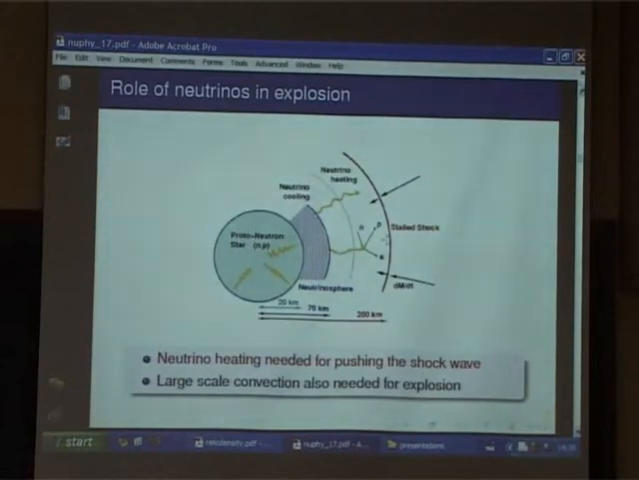And only when the outermost layers are blown up do we actually see the star in light. So you need a shock wave to travel all the way to the outer layers of the star, and then that actually will.